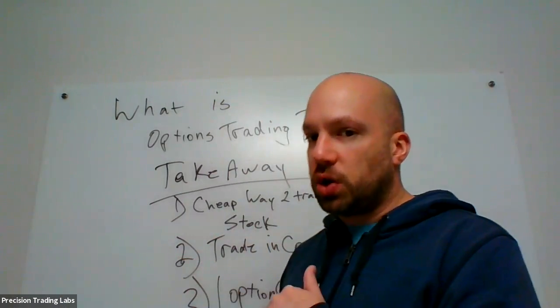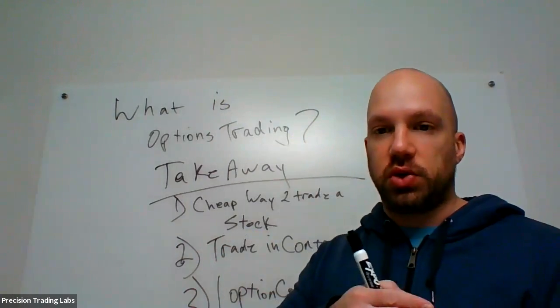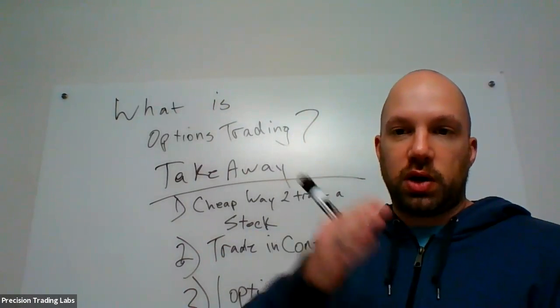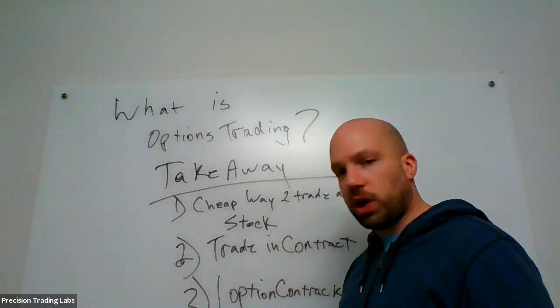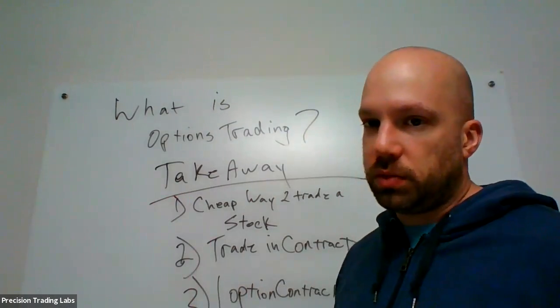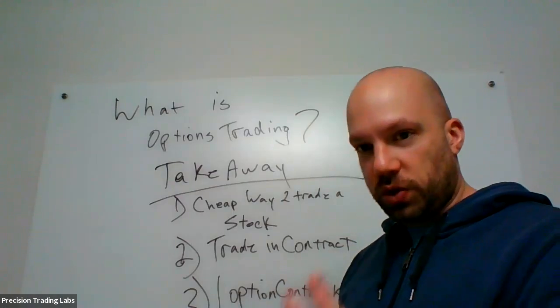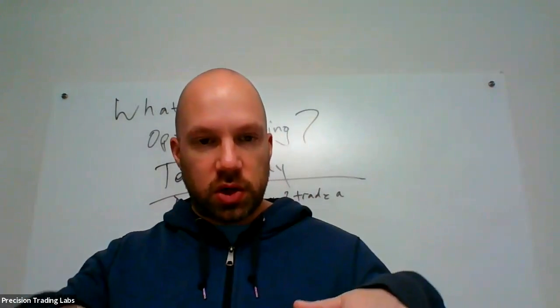Don't overcomplicate it. Don't overthink it. If you're getting started, Mitch and I have a saying we give our clients and students: crawl, walk, run. It's a cheap way to trade a stock. It trades in contracts. One option contract represents 100 shares of stock. You're getting off the ground. Learn this part, and next step we'll learn something else. I'll do another video. You'll find a link in the description.